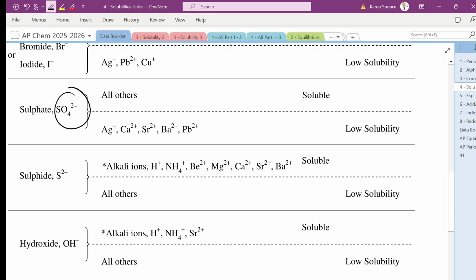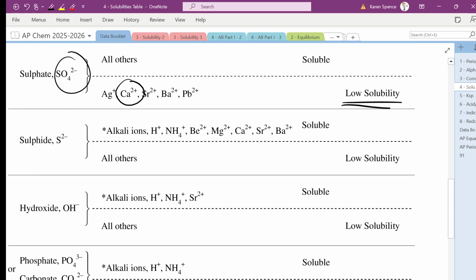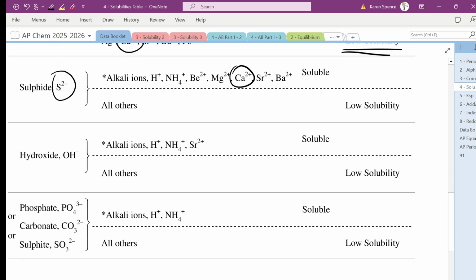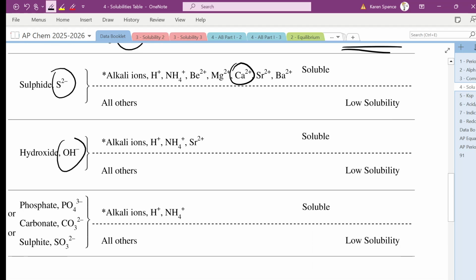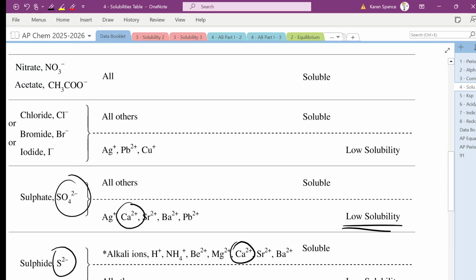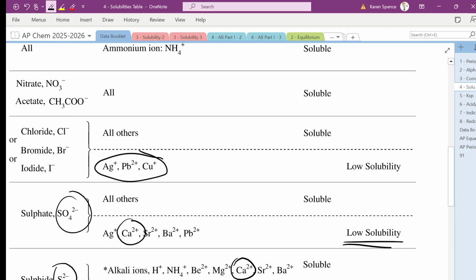Is sulfate a candidate? Yes, because if we put it with calcium, it will form a precipitate. Is sulfide a candidate? No, because if we put calcium with it, it is soluble. How about hydroxide? Yes, because calcium would be down in the all others. And how about phosphate, carbonate, or sulfite? Yes, because it's not an alkali, calcium would fall down there. So we could use any of sulfide, hydroxide, phosphate, carbonate, and sulfate. I didn't go with the chloride because it's pretty obvious it's not, okay?